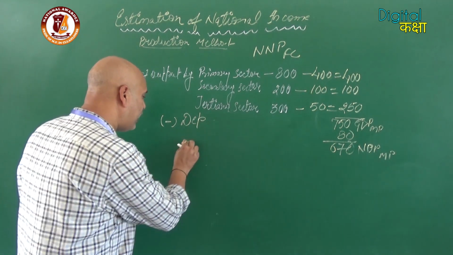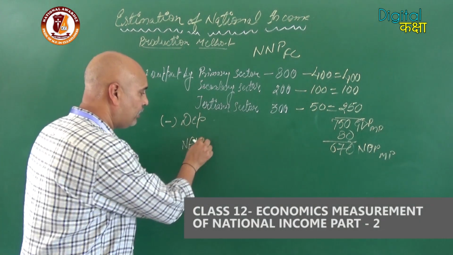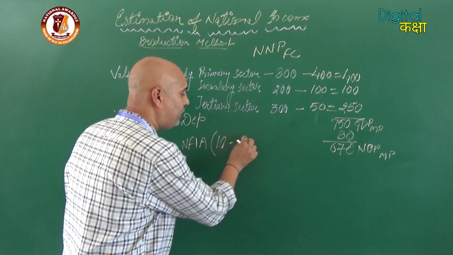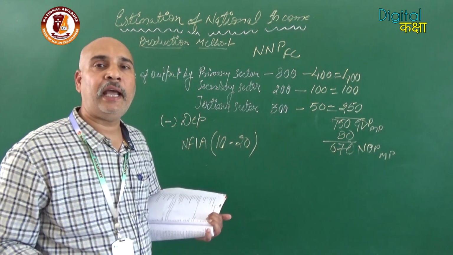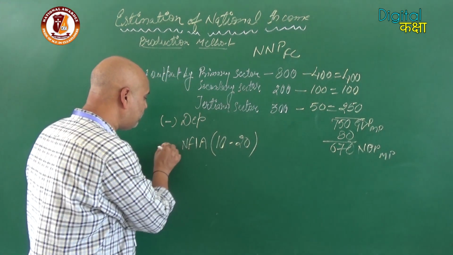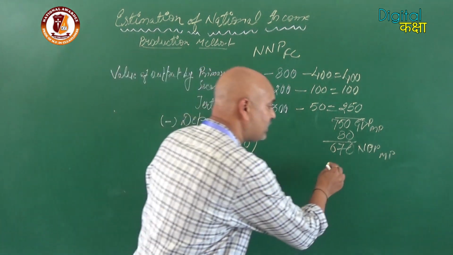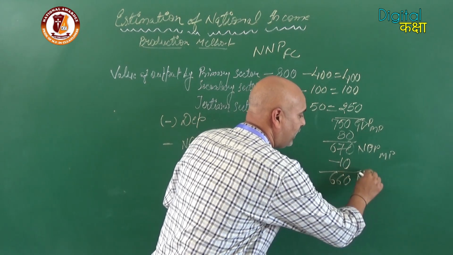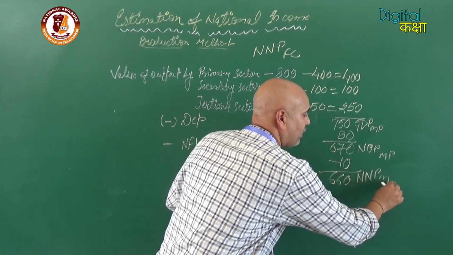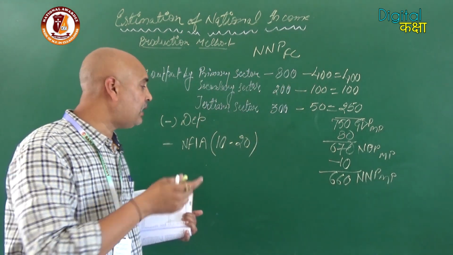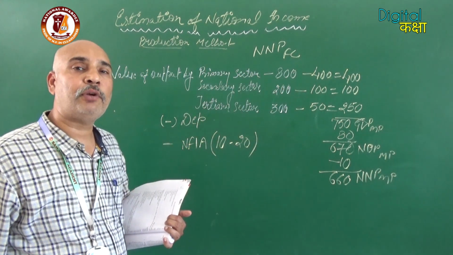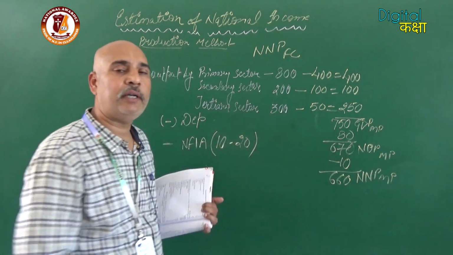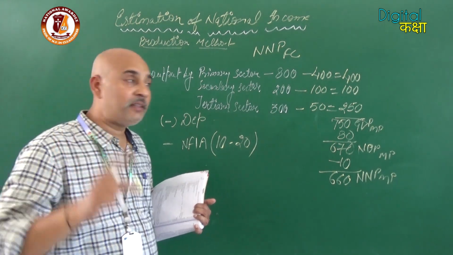So NFIA is not given directly, but received is given 10 and paid is given 20. That means we will have minus 10. So minus 10, that means it will be subtracted. Now we will have 660 as NNP MP. So after using net factor income from abroad, whether positive or negative, this domestic product will be converted into national product. But still one thing is left.